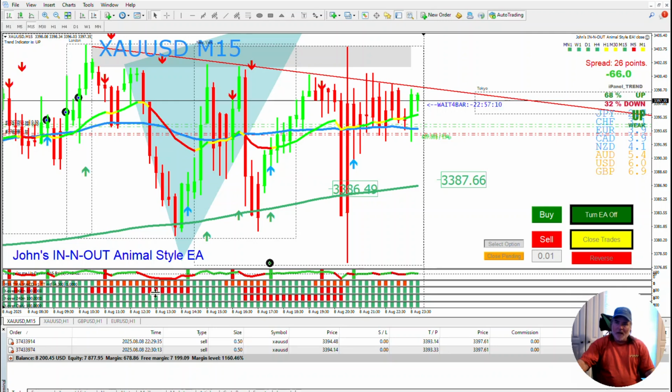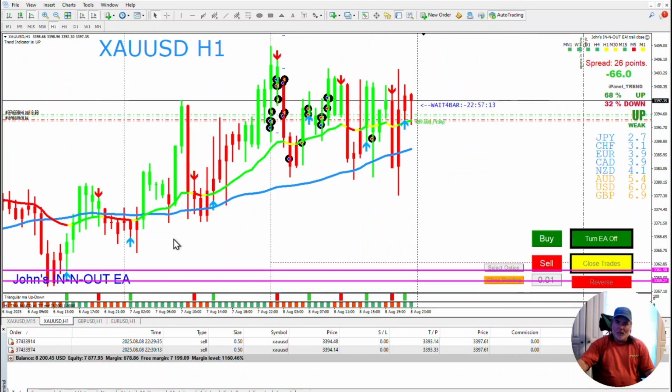Here I'm using the animal, plus I'm using the small scalp, so I'm getting both of them. But the animal didn't do much because we were sideways the whole day. This is where the scalp would have come into play, and that's why it's so important to use it.